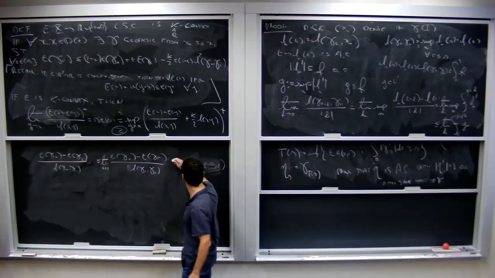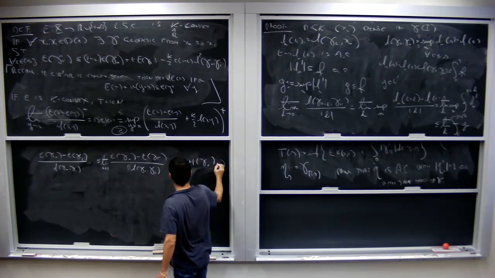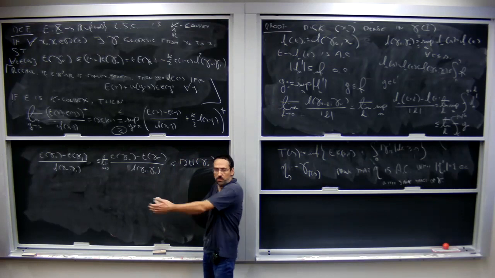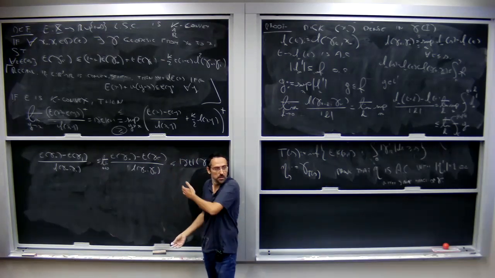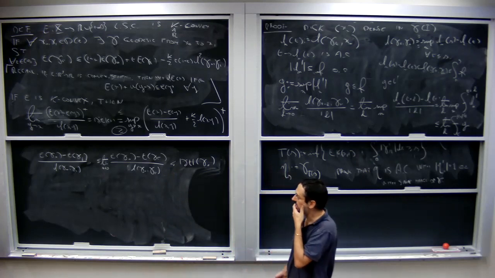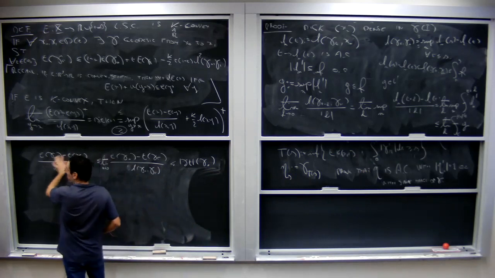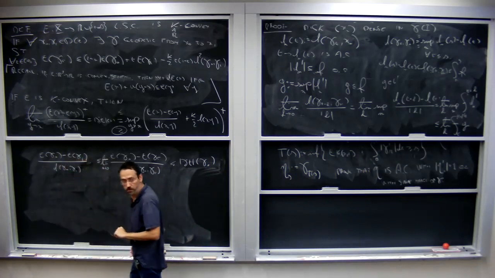But of course, this quantity is less or equal than the slope of E at gamma 0, because these gamma t's are just one family of points going to gamma 0. Make sense? Right? And here, I had an arbitrary point x naught, x. Okay.